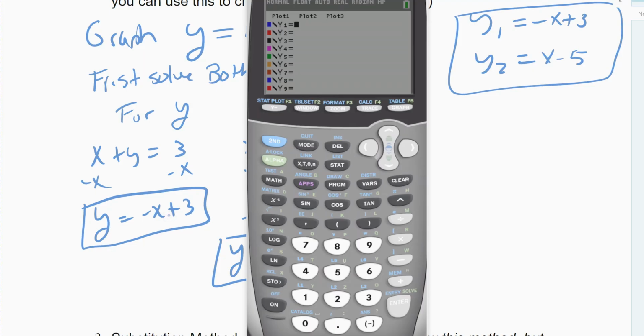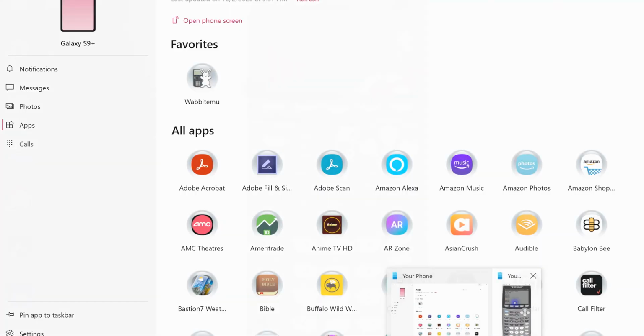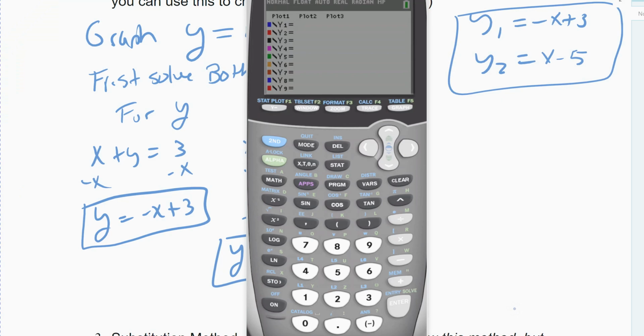Alright, instead of pausing my last video when I couldn't get my calculator to work, I accidentally hit stop. So again, I don't know why it's such a dark screen. But you plug in, so I'm going to plug in negative x plus 3 for the first one, and then x minus 5 for the second one. Make sure I've got a standard window, and I do, so I'm going to go ahead and graph.